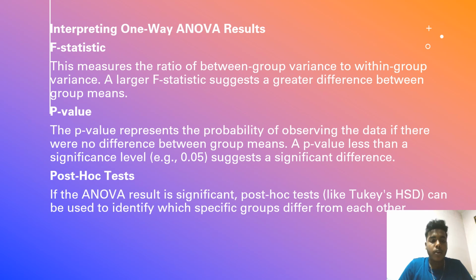P-value. The p-value represents the probability of observing the data if there were no differences between group means. A p-value less than a significance level, for example 0.05, suggests a significant difference. Post hoc test. If the ANOVA results are significant, a post hoc test like Tukey's HSD can be used to identify which specific groups differ from each other.